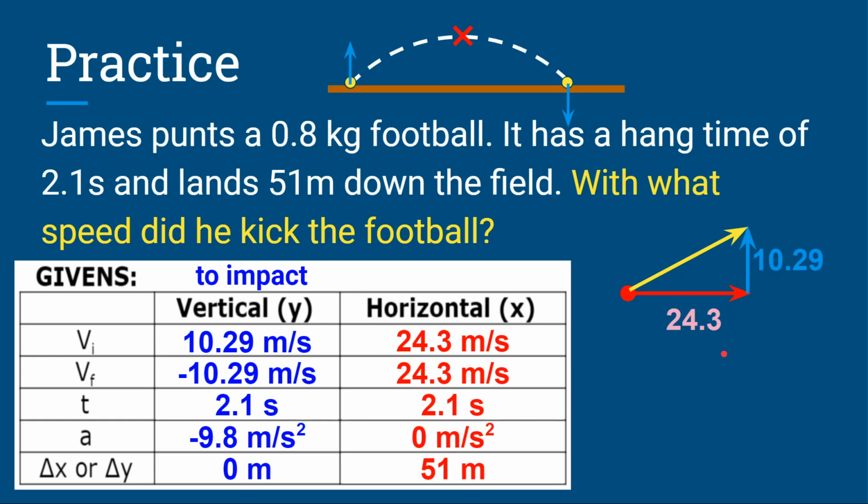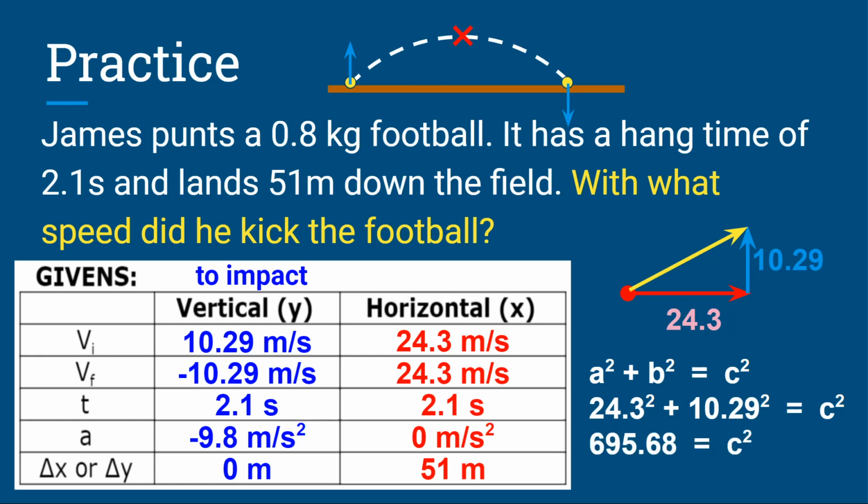If you want to solve for the hypotenuse of a right triangle and you know the lengths of the two legs, you are going to use the Pythagorean theorem. a squared plus b squared equals c squared. So that's going to be 24.3 squared plus 10.29 squared equals c squared. c squared will therefore equal 695.68. Take the square root of that and you get your answer. That diagonal velocity is 26.4 meters per second.